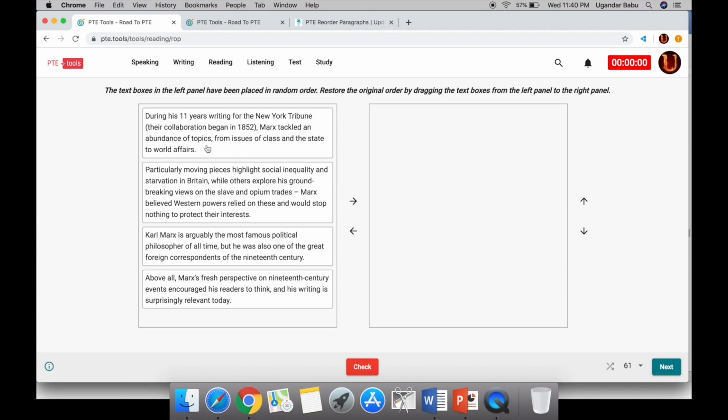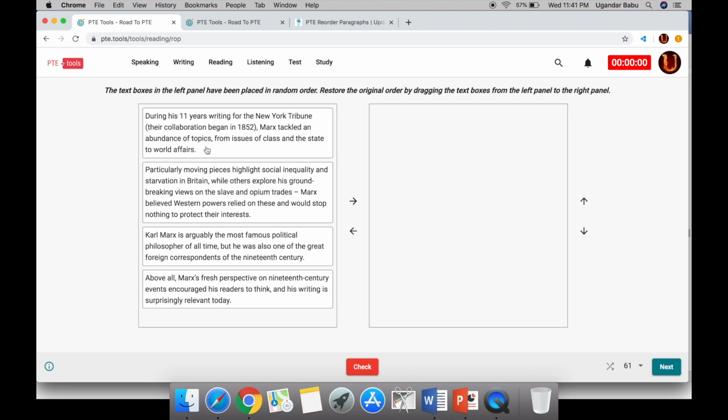Marx tackled an abundance of topics from issues of class and the state to world affairs. This can be the independent sentence, but we will read the other sentences as well. Particularly moving pieces highlight social inequality. And this is the supporting sentence, because here it is mentioned "particularly moving pieces."